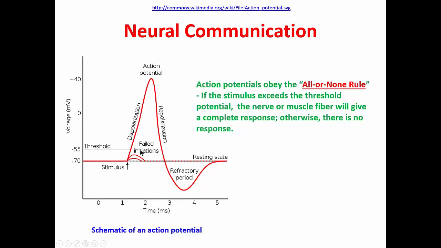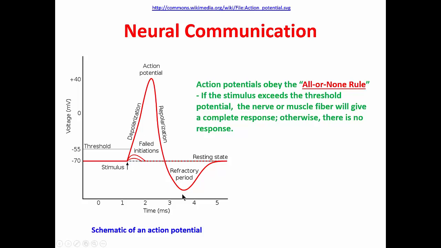An important idea about the action potential is that action potentials obey the all or none rule. That is to say that if the stimulus exceeds threshold, the nerve or muscle fiber will give a complete response. Otherwise, there is no response. As you can see over here, we mentioned earlier that there was some response from this particular neuron, but it didn't reach the threshold. Here's another slight change in the resting potential, but it's not enough to trigger the threshold. If we get up to threshold, we get this all or none response.